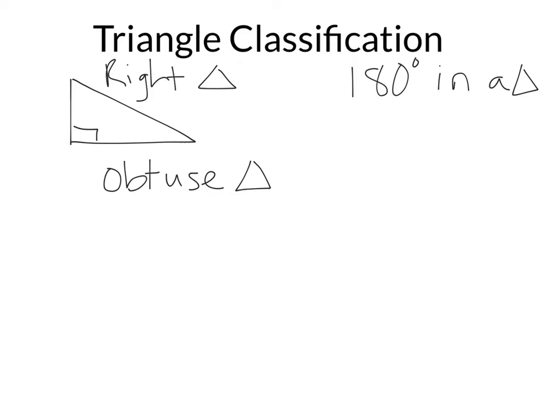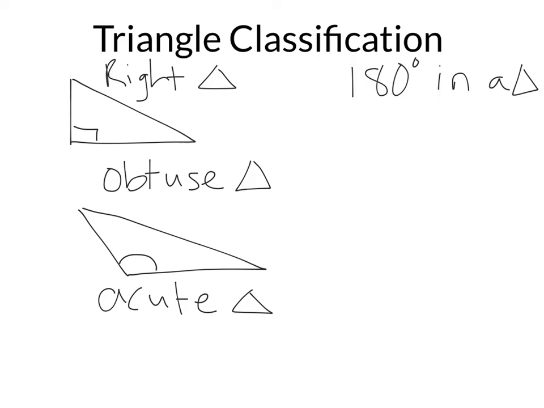A right triangle's largest angle is a right angle. An obtuse triangle has an angle that is greater than 90 degrees. Of course, the other two angles are going to be small because it adds up to 180. So you can't have another angle that's bigger than 90 degrees in a triangle. Only one of them can be. So that's called obtuse.